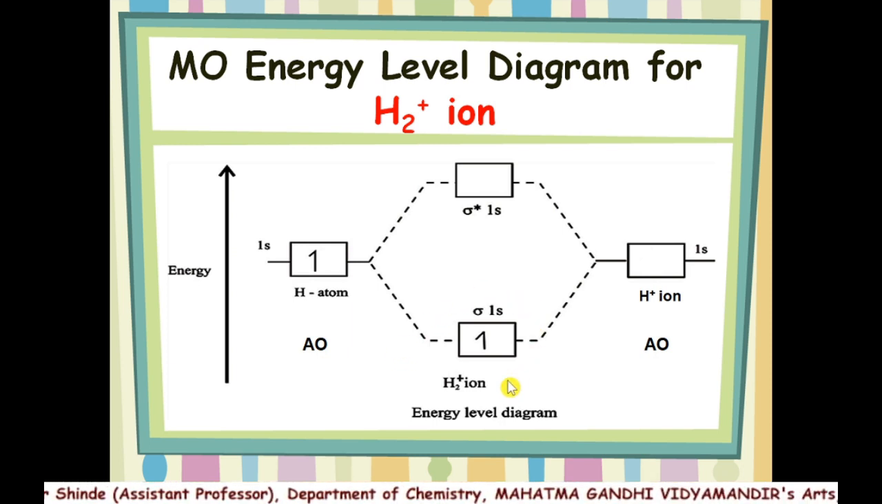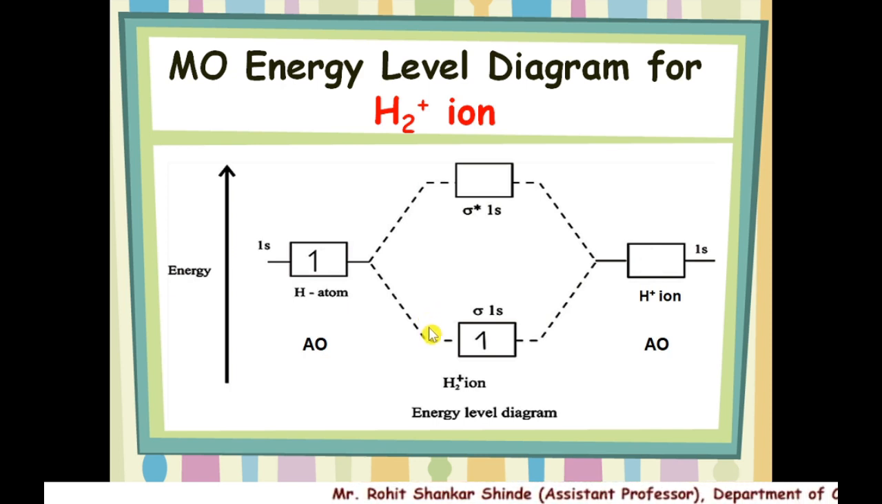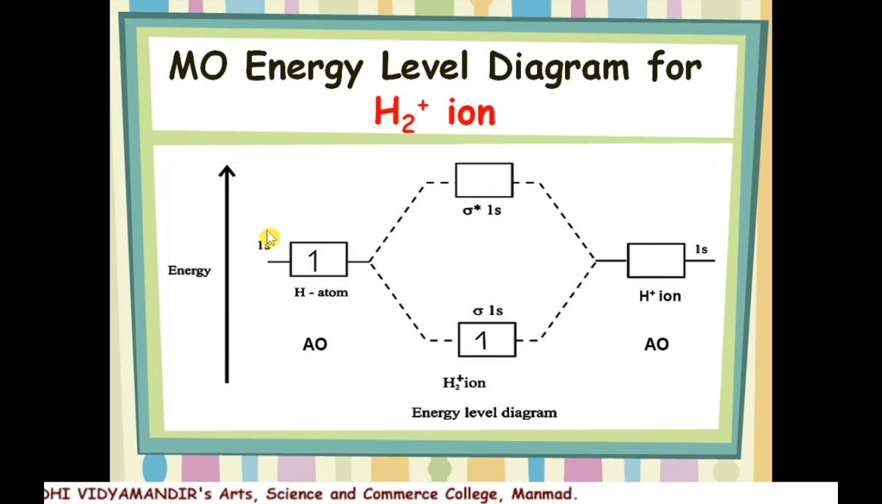Since the bonding molecular orbital is lower in energy, the electron occupies the bonding molecular orbital as shown here. The filling of electrons in the molecular orbitals is done by following Aufbau principle and Hund's rule of maximum spin multiplicity. The hydrogen atom's electronic configuration we can write as 1s1. For carbon, the electronic configuration can be written as 1s2, 2s2, 2p2.